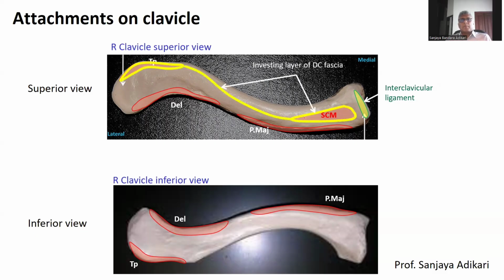Then between the sternocleidomastoid and the trapezius, enclosing the two muscles, there is investing layer of deep cervical fascia of the neck, which not only encloses the two muscles, its attachment continues from one muscle to the other along the superior surface of the clavicle. Then to the inferior surface, subclavius muscle is attached here. You can see it here. Then to the medial end of the inferior surface, costoclavicular ligament is attached. The ligament is between the first costal cartilage and the medial end of the clavicle.